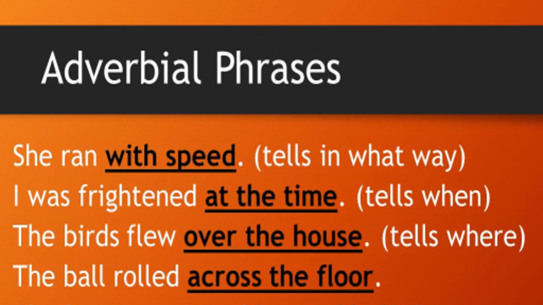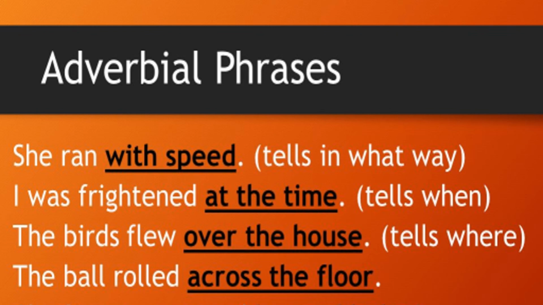Now then, let's move on to the next example. I was frightened at the time. So when was I frightened? The question comes when? At the time. I here is a pronoun, frightened is a verb, and at the time is an adverb phrase.